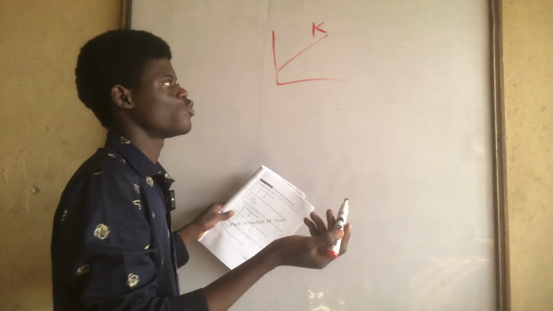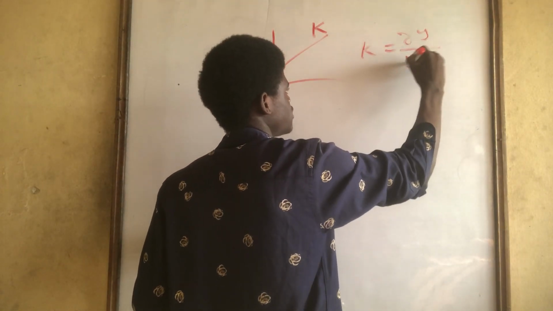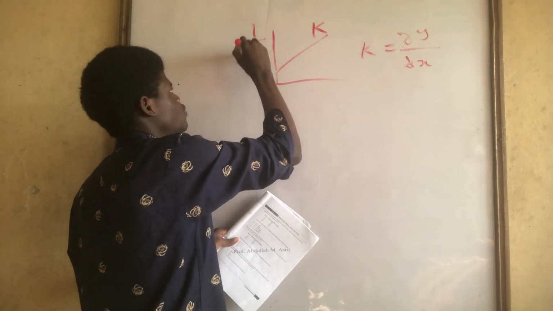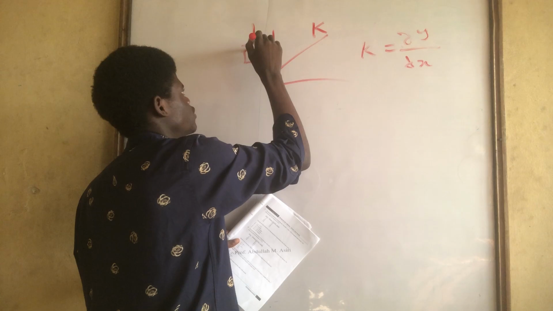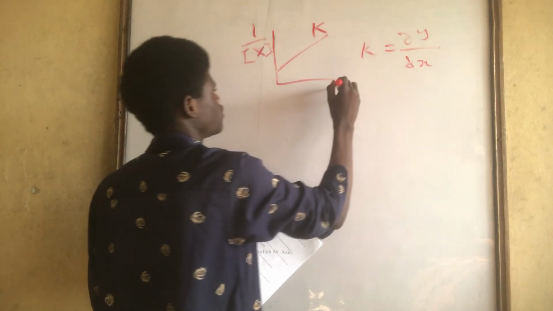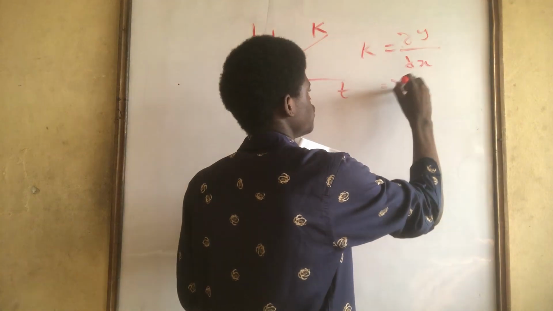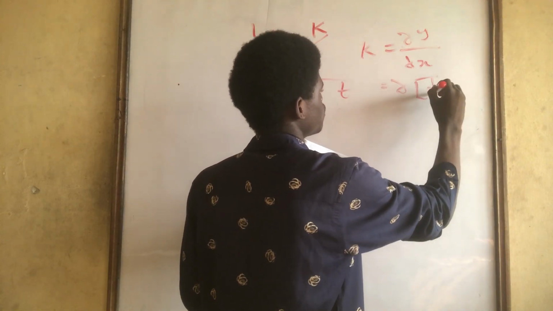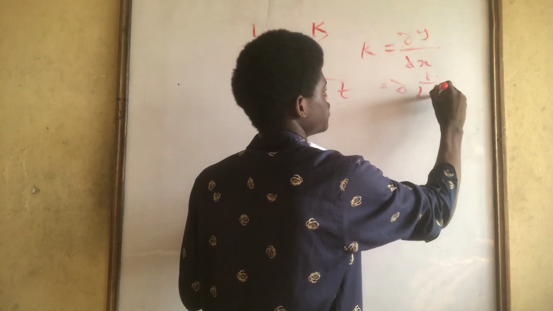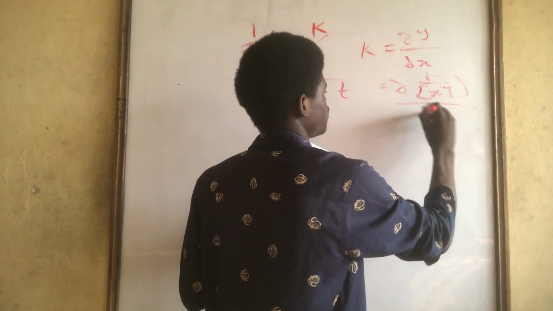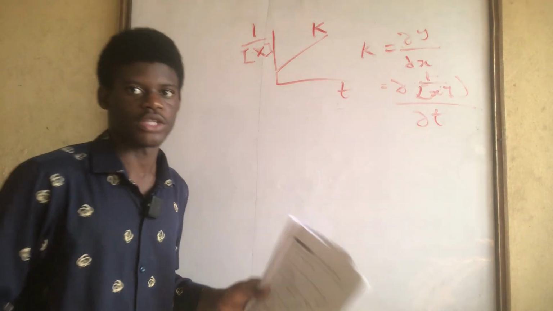I know that to find slope, slope is actually dy/dx. That means this is the final concentration, and this is concentration against time. So I'm just going to be looking for d of 1 over x over d of time. That's change in concentration over change in time. So that's what we're going to be looking for.